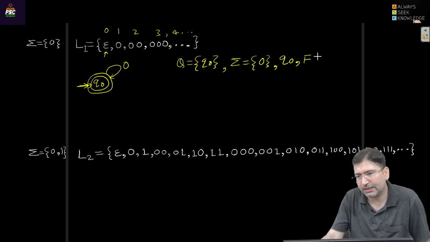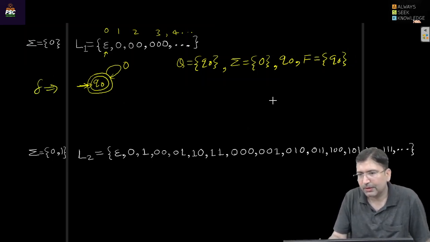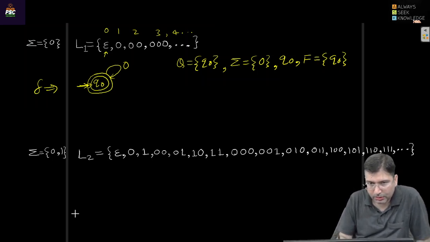If you want to write the final state, that is also q0. There is only a single one, and the remaining delta is drawn as a diagram. So all these 5 tuples will define the automata. Now let's draw the automata for this.